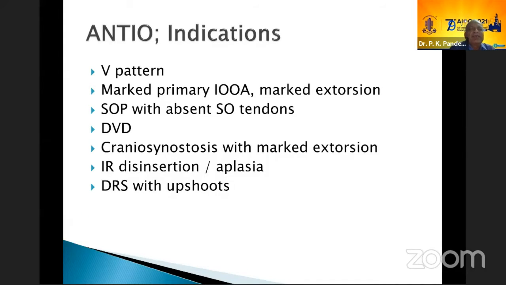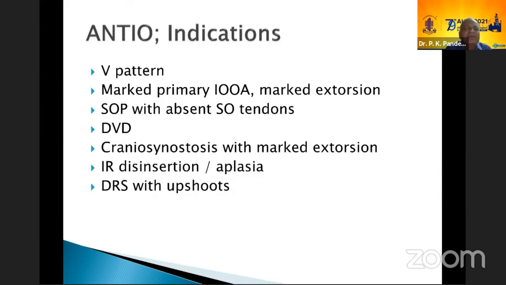Now the indications for ANT-IO: of course, if there is more than 15 prism diopters of vertical deviation, you should choose between AT-IO and ANT-IO. ANT-IO will be stronger than AT-IO also. If you have a very large V pattern, marked primary inferior oblique overaction, or marked extortion. Inferior oblique overaction can be either primary or secondary due to superior oblique palsy or superior rectus palsy. You can also have superior oblique palsy with absent SO tendons or very lax tendons, where the deviations can be very large, or this can also be unilateral.